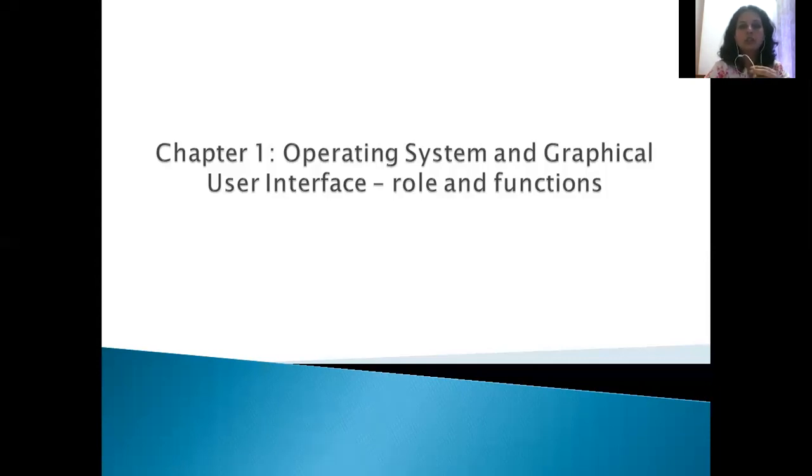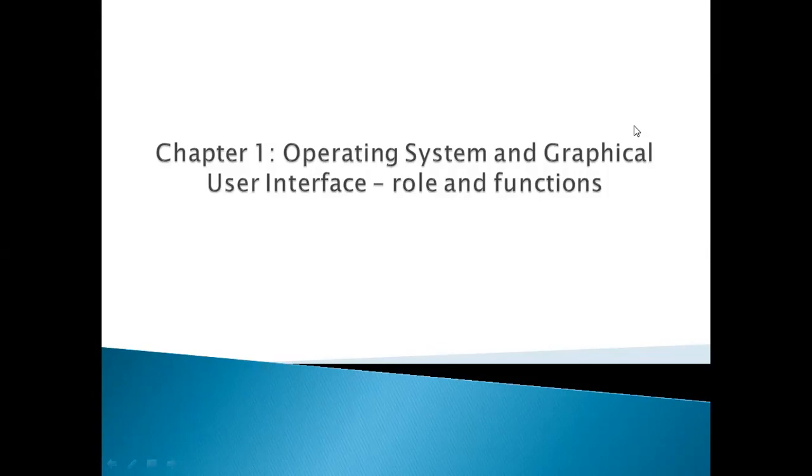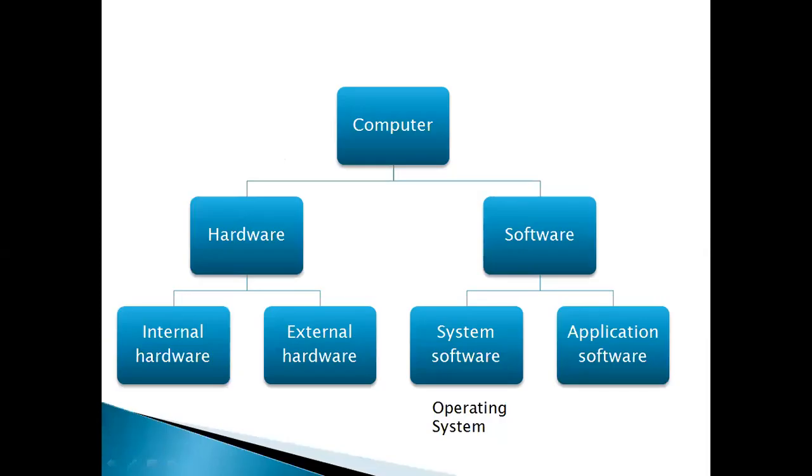As you can see on screen, this is lesson 1, operating systems, graphical user interface, their roles and functions. This was the second screen we discussed. A computer is divided basically into hardware and software. Hardware is further divided into internal and external hardware. Internal hardware are those components which are present inside the computer, inside the CPU, for example motherboard, RAM, ROM, different chips.